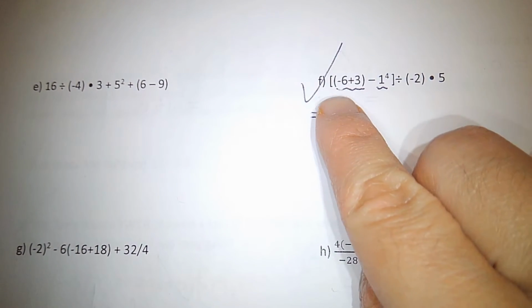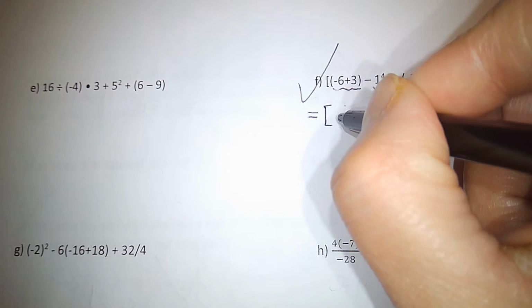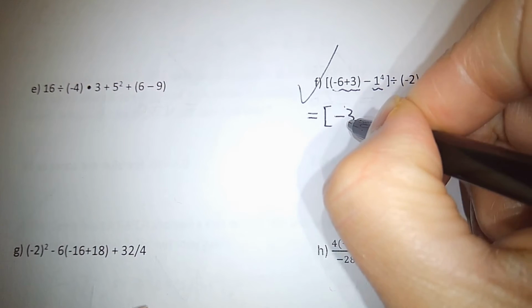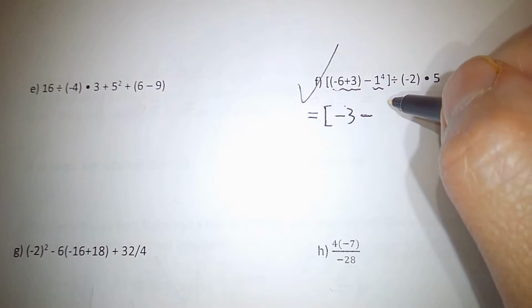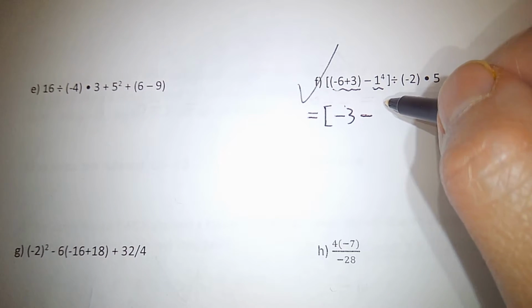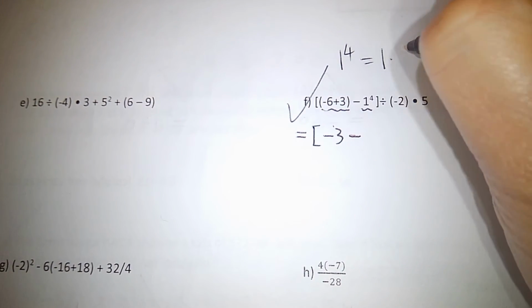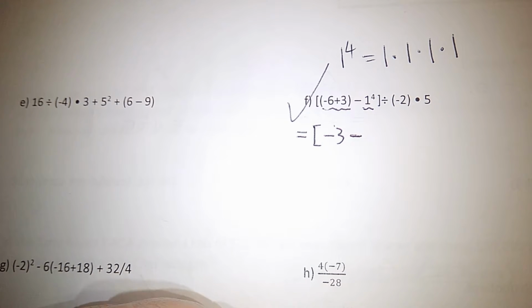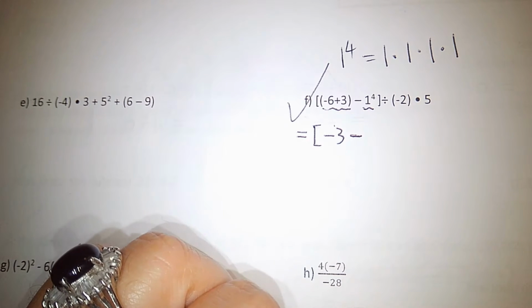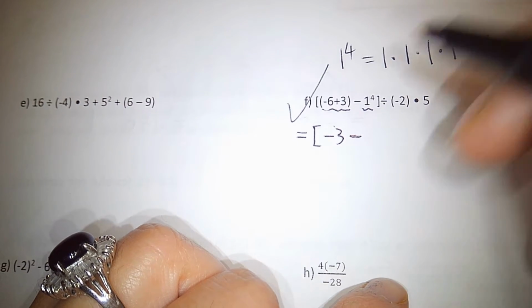parentheses, right? Negative 6 plus 3 give us what? Negative 3 minus 1 to the first power. What is 1 to the first power? First power 1 means we multiply by 1 for how many times? 4 times. You have to understand what is the idea for exponent, okay? So, 4 of 1 multiplied together to give us what? 1.